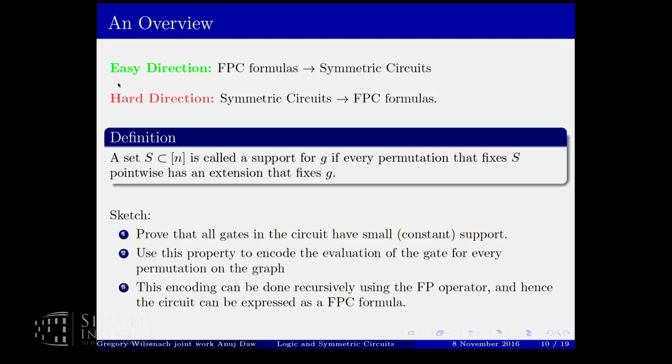And their proof is structured as follows. They prove that all gates have constant size support, so long as the circuit family is P uniform and symmetric. You're going to end up in a situation where every gate has constant size supports.